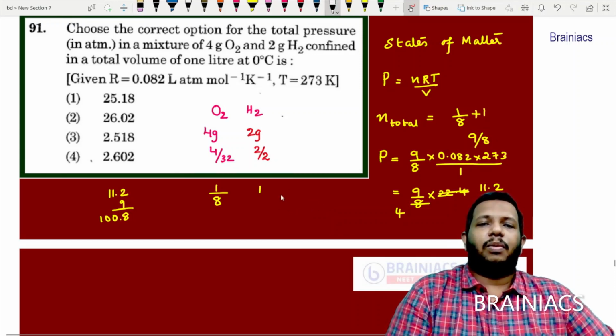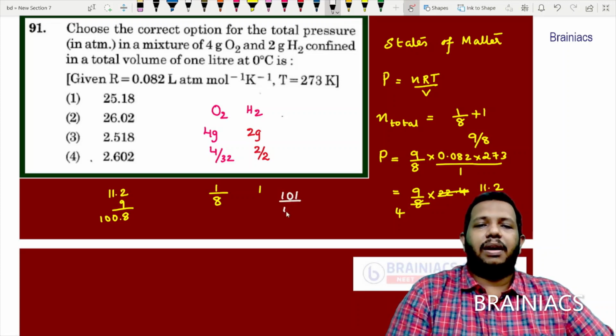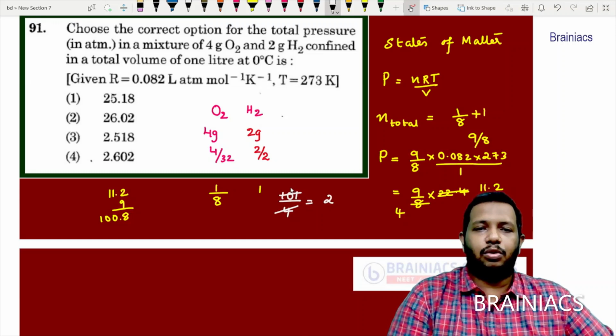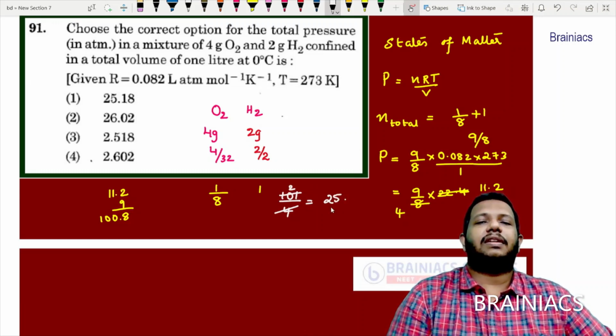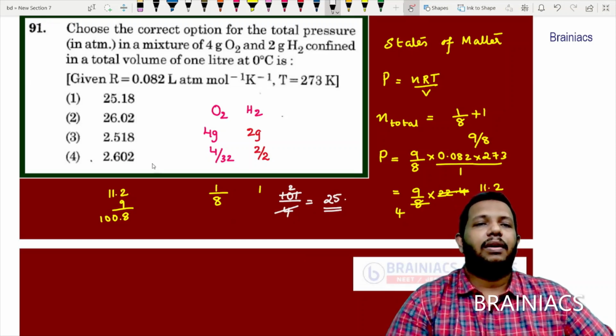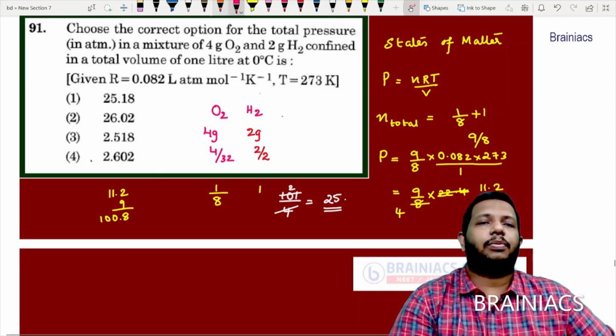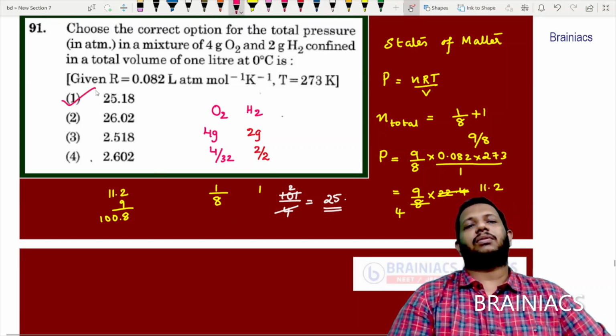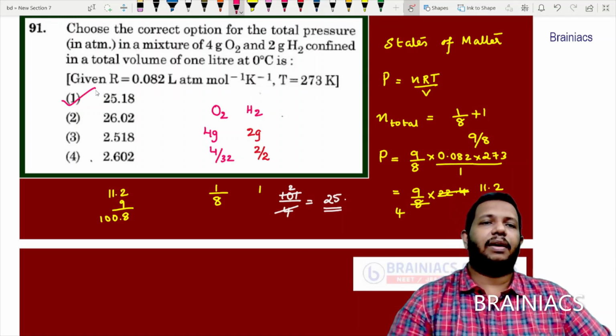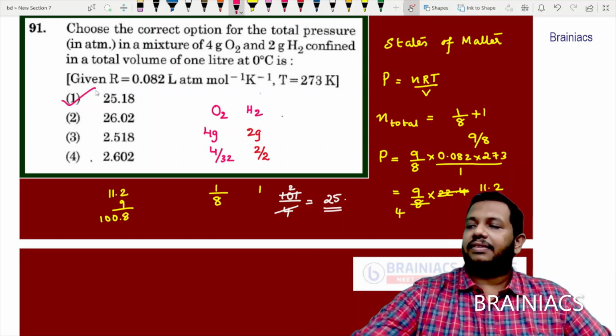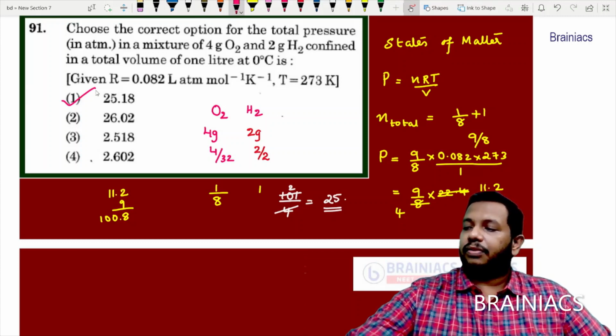Okay, so 101 divided by 4. If you do it, I can say 4 into 2, 8, again 2 is coming, 4 into 5, 20, then from this itself I could understand it is coming around 25. So my answer will be option 1, 25.18. Okay, I hope all of you are getting this answer. Now let's go to the next question.